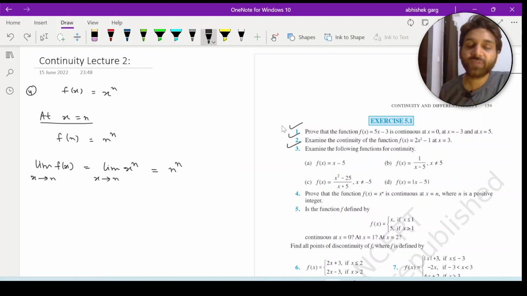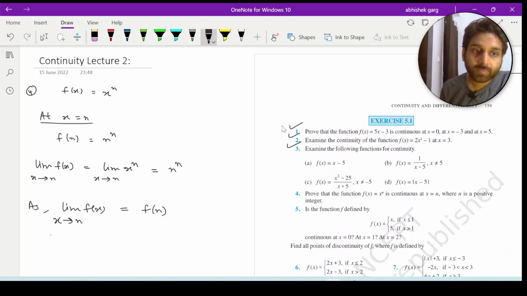This proves that the function f(x) equal to x to the power n is continuous at x equal to n. So we'll write limit of f(x) as x tending to n is equal to f(n). Therefore f(x) is continuous at x equal to n. All right, we'll do the fifth question now.